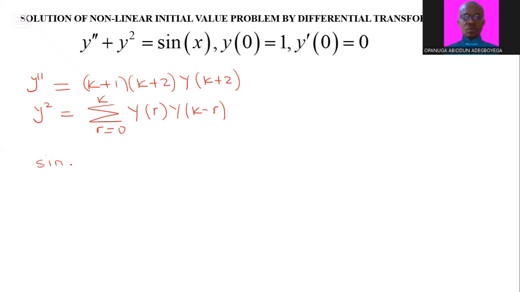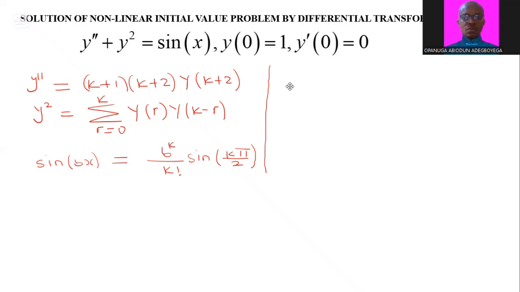Suppose we have sine bx, where b is a constant. This is transformed as b raised to power k over k factorial, times sine of k pi over 2. So these are the ways to transform the terms.